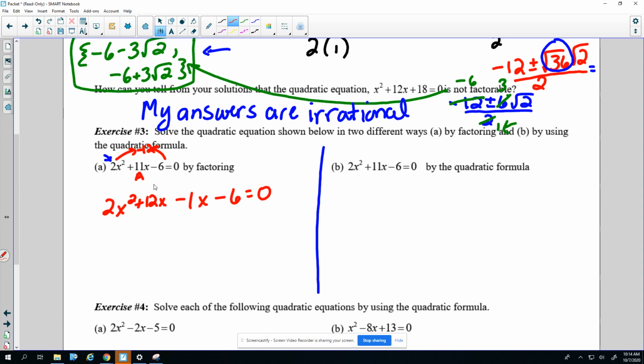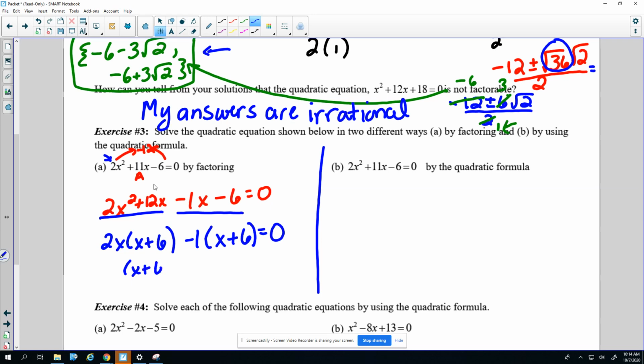Okay, so now we're ready to group because we have our 4 terms. So I take out my 2x and I have x plus 6 left. I take out my negative 1 and I have another x plus 6 left. So looking at both of these, my common binomial factor now is x plus 6.